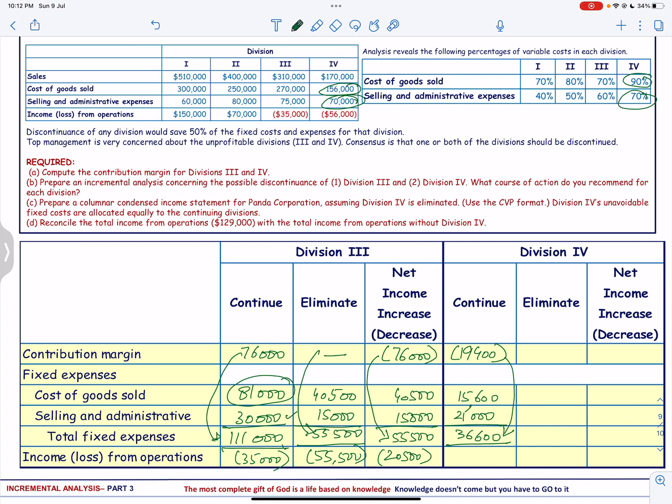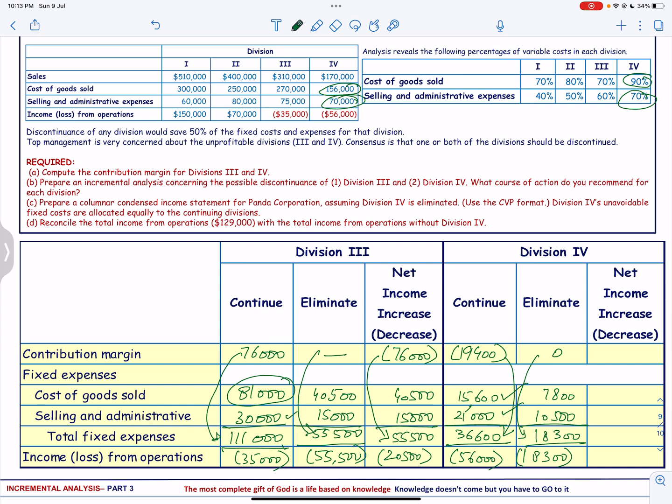Now sales, once again, contribution minus fixed cost. So this is negative, and this will also be negative, that makes negative 56,000. Now when we come to the elimination, obviously there will be no contribution margin if we eliminate, and 50% is going to be relevant, that means 7,800 of this amount, and 50% of 21,000, that is 10,500. So the total is 18,300, and contribution minus fixed cost will give us negative 18,300.